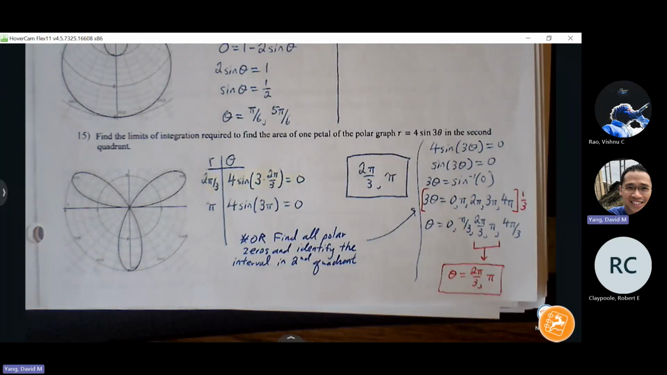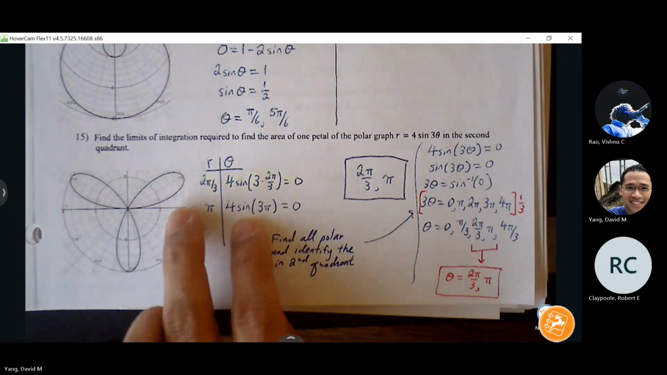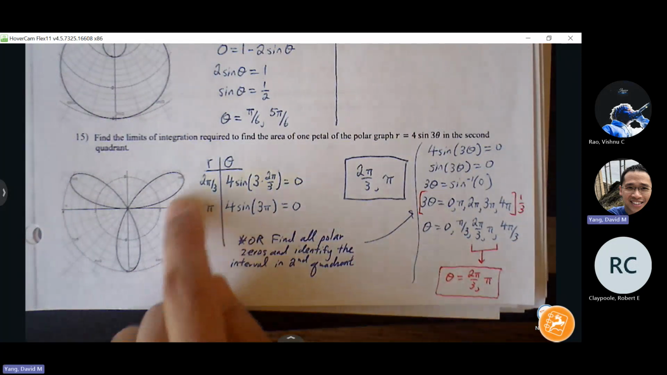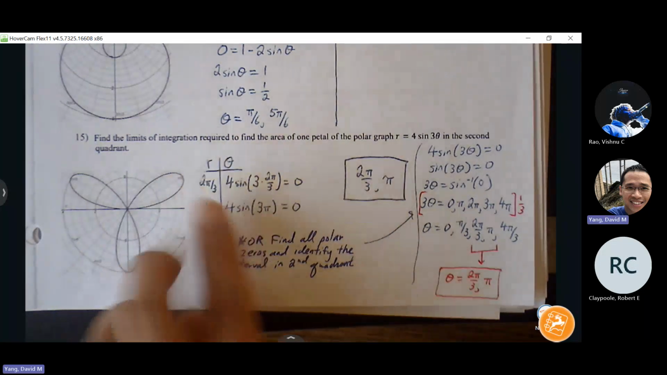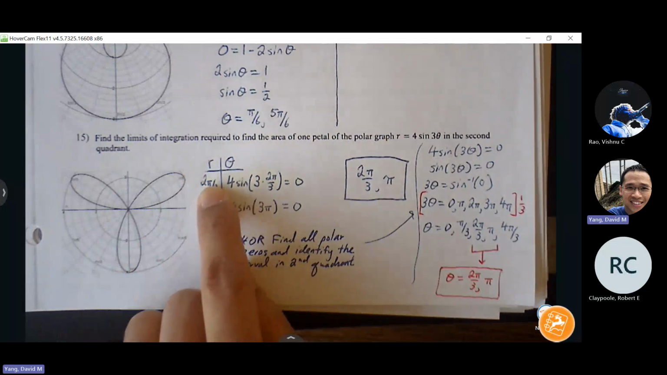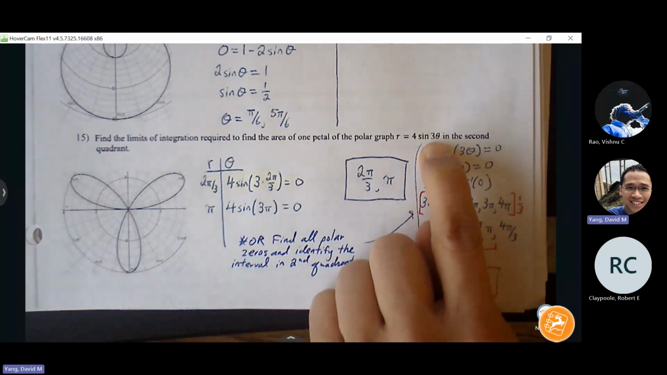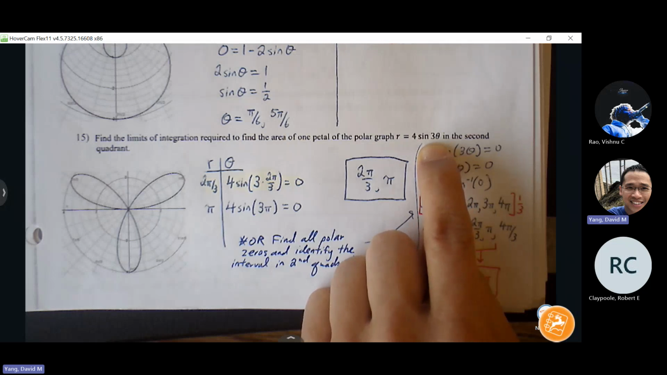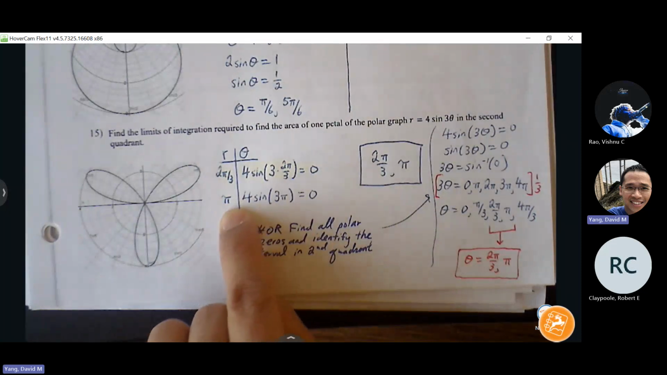Number 15, find the limits of integration to find the area of one petal of the polar graph in the second quadrant. I was just picking theta values, I meant to write theta comma r. I knew that this has 3 petals, and that it was going to go from 0 to pi to complete. So if I divide that by 3, I'm going to get pi over 3, 2 pi over 3, and pi. So I knew between 2 pi over 3 and pi would work.